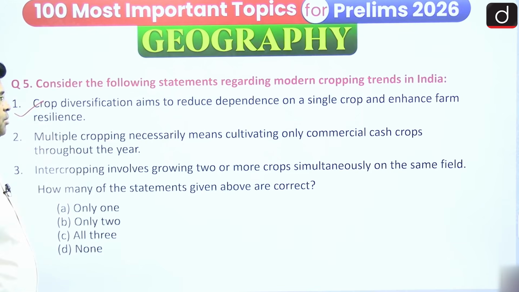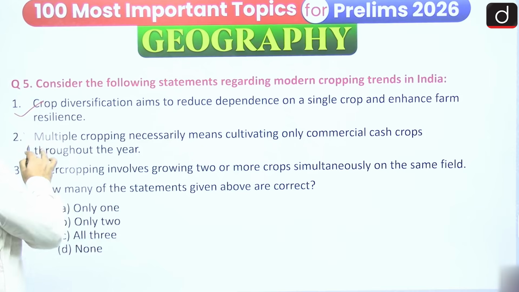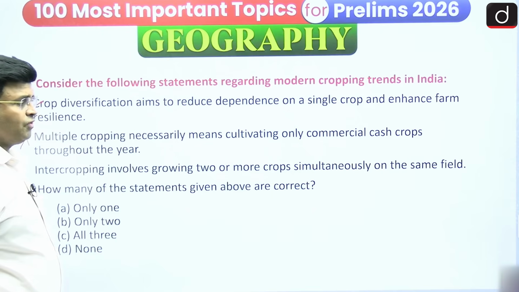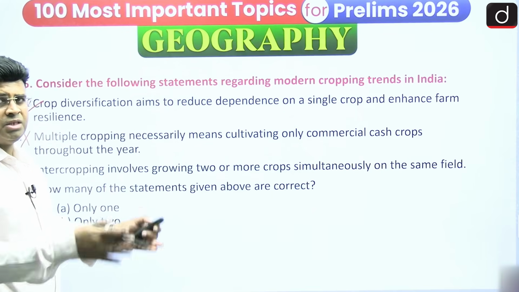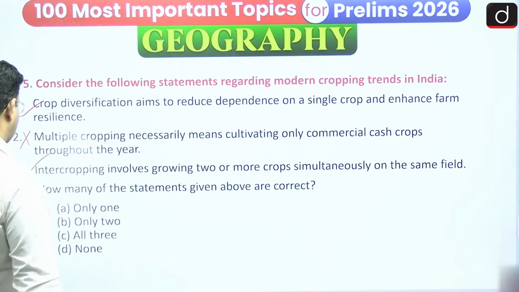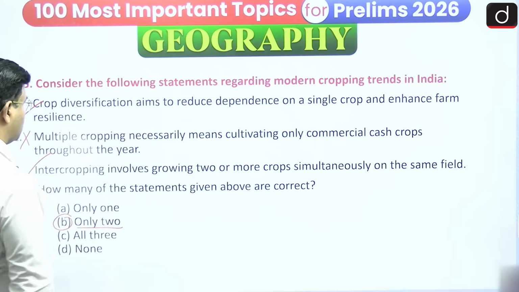Multiple cropping necessarily means cultivating only commercial cash crops throughout the year. No, it means growing different types of crops in Kharif, something different in Rabi, and something different in Zaid. That is the meaning, so this statement is wrong. Intercropping involves growing two or more crops simultaneously on the same field. Yes, it is correct, grown simultaneously in the same field in different rows. So only two are correct.